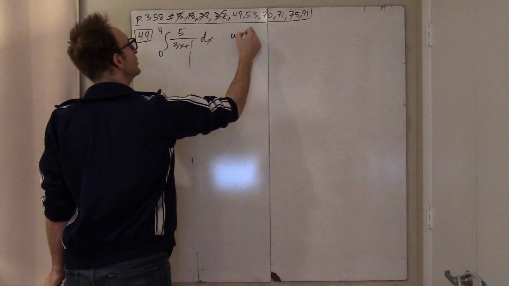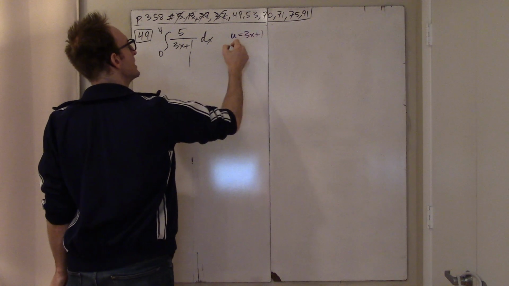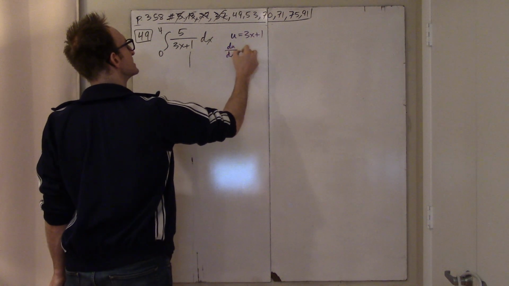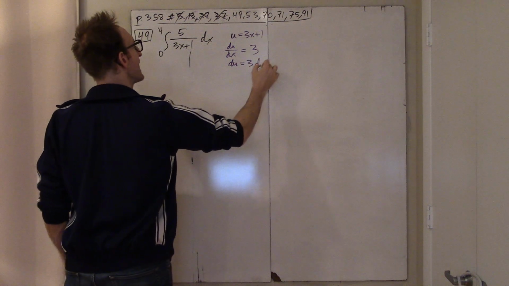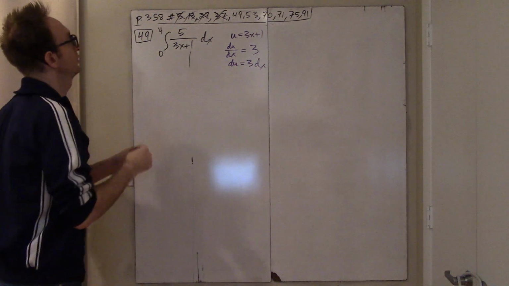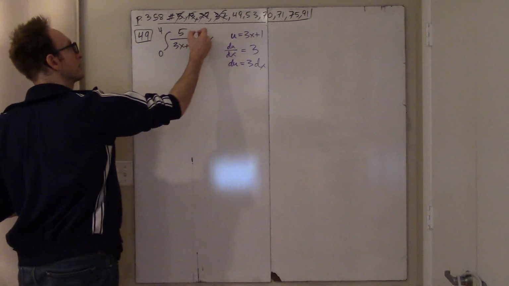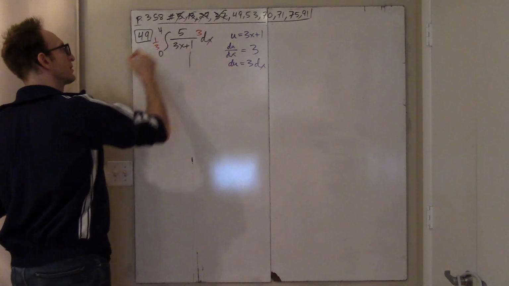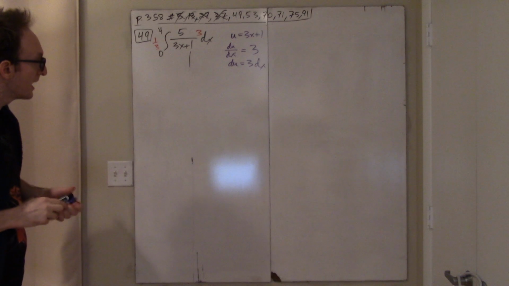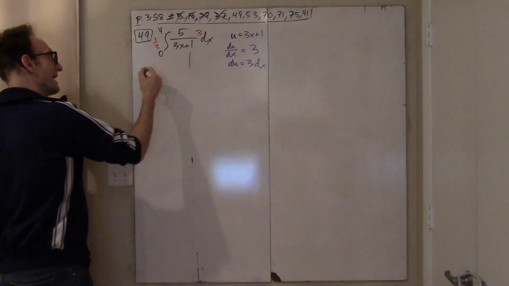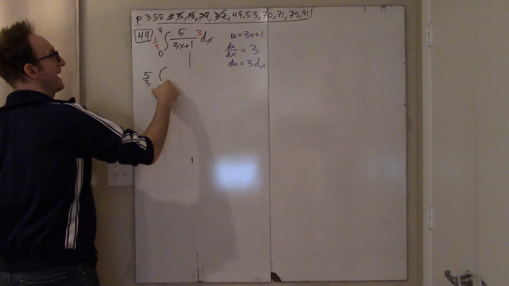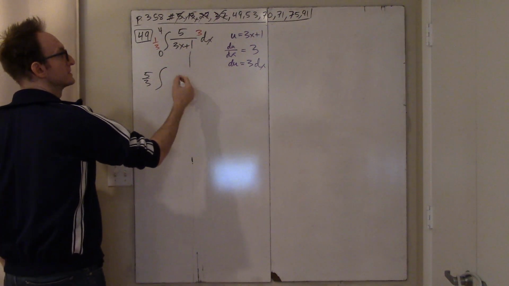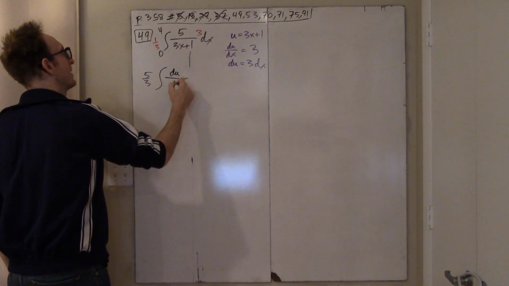Now I'm going to let u be 3x plus 1, du dx is just going to be 3, so du is just 3 dx, and it's still true that I stick in a 3 and I undo the damage with a 1/3. Which is why I get 5/3 on the outside, and 3 dx becomes a du, and u on the bottom.